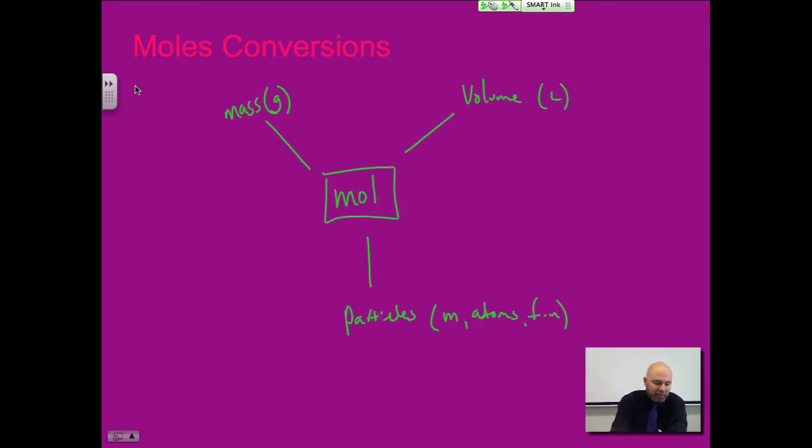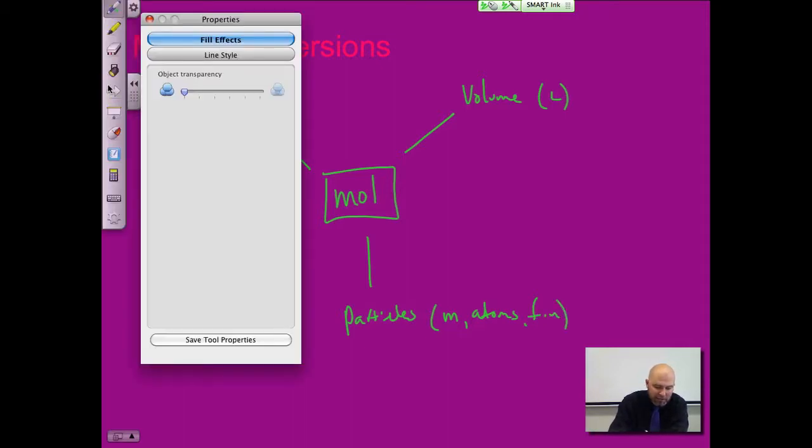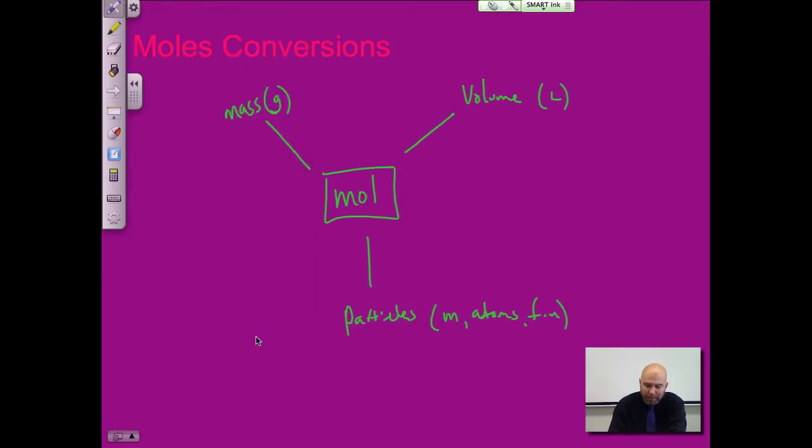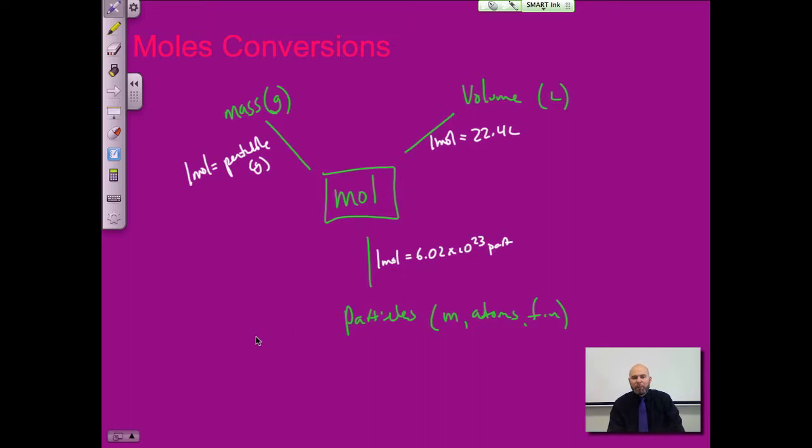Okay, and our conversions here, let's see if we can get another color that's a little easier to see. All right, our conversions: 1 mole was always equal to the periodic table mass in grams. You'd have to look it up. 1 mole was always 22.4 liters for gases at STP, and 1 mole is 6.02 times 10 to the 23rd particles, Avogadro's number. So those were our mole conversions. Nice little reminder, little review.